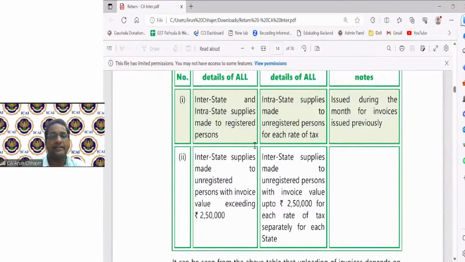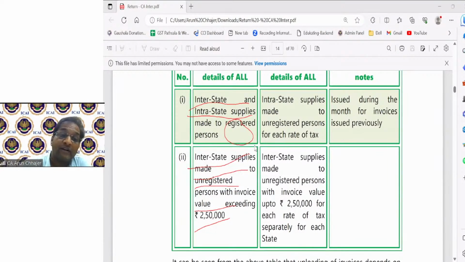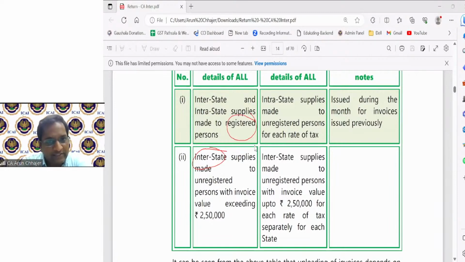Let's read the language once. Inter and intra-state supplies made to registered, it will be invoice wise. Interstate supplies made to unregistered but invoice value exceeding 2.5 lakh. So they are using the word inter. Correct? If it is B2B, always invoice wise.